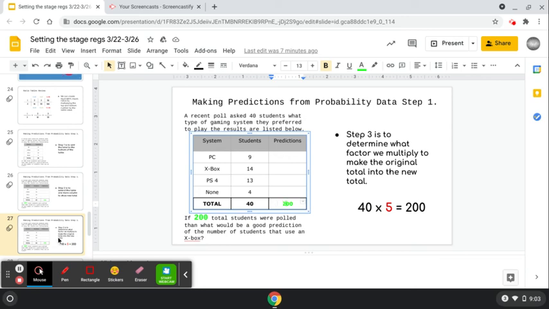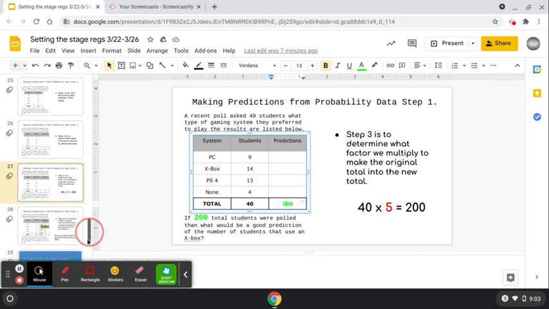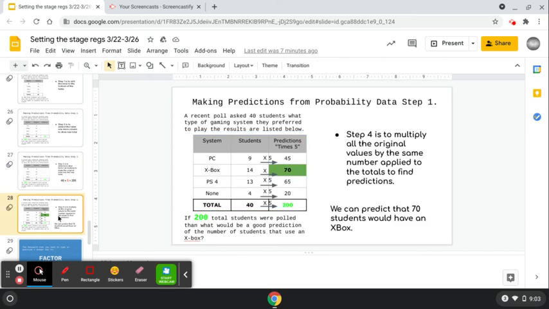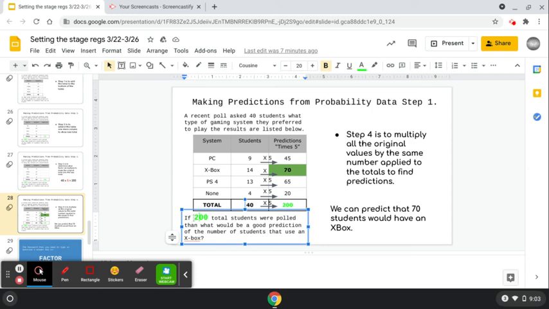Once I know that, I'm going to do whatever it is to the entire table. So if this was times 10, it would be everything times 10. In this case, it's times 5, so it's everything times 5. So what we did here is look at if 200 people, total students, were polled, based on what we know on the original table, we can predict that 70 students would be Xbox players, because 14 times my scale factor of 5 gives me 70.